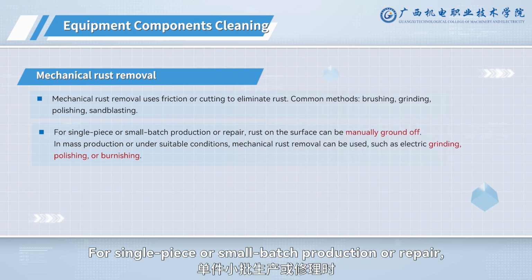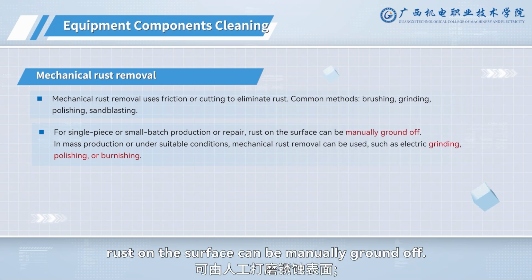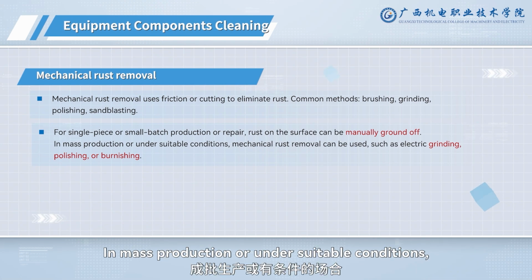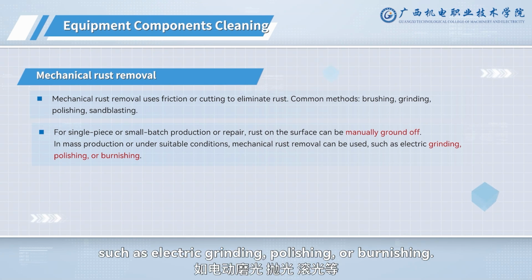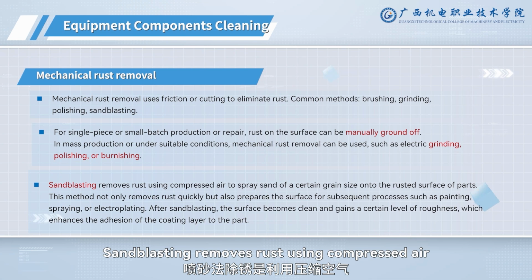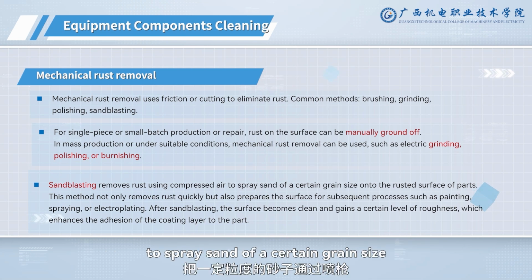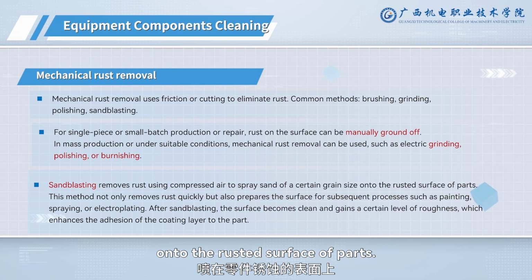For single-piece or small batch production or repair, rust on the surface can be manually ground off. In mass production or under suitable conditions, mechanical rust removal can be used, such as electric grinding, polishing, or burnishing. Sandblasting removes rust using compressed air to spray sand of a certain grain size onto the rusted surface of parts.